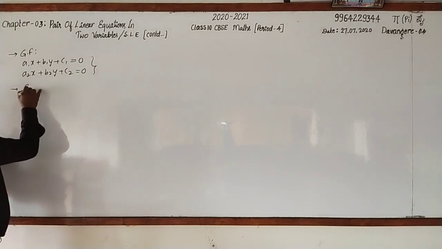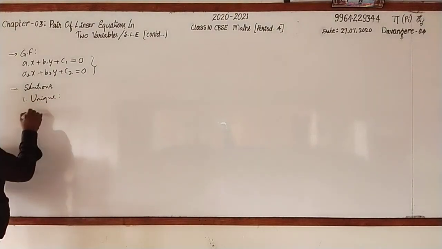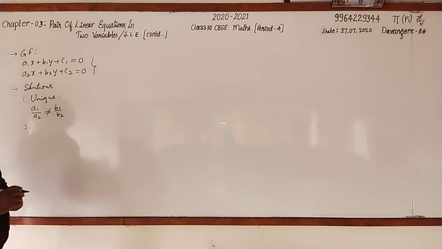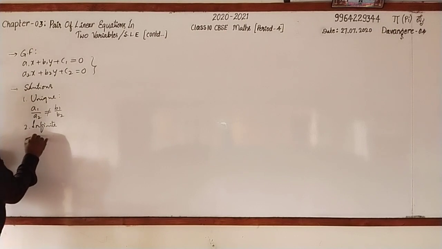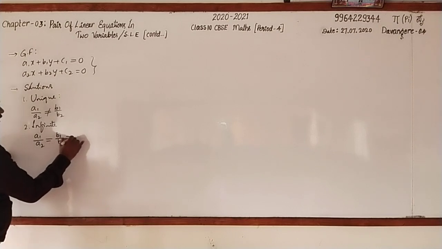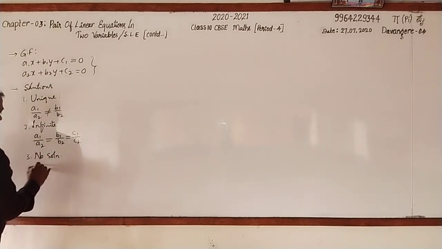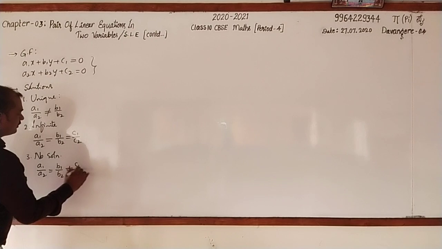And there are different types of solutions. The first one is the unique solution, and we know the condition for this: a1/a2 is not equal to b1/b2. The second one is infinitely many solutions. If it has infinitely many solutions, then it satisfies the condition that a1/a2 = b1/b2 = c1/c2. Whereas the third one is no solution. For no solution, the condition is a1/a2 = b1/b2 but not equal to c1/c2.